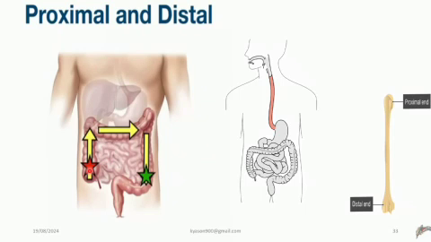The intestines, they are tube-like structures. They have the beginning end and the terminating end. So the beginning end is the proximal end. As you follow it, the lower end can also be called the distal end.